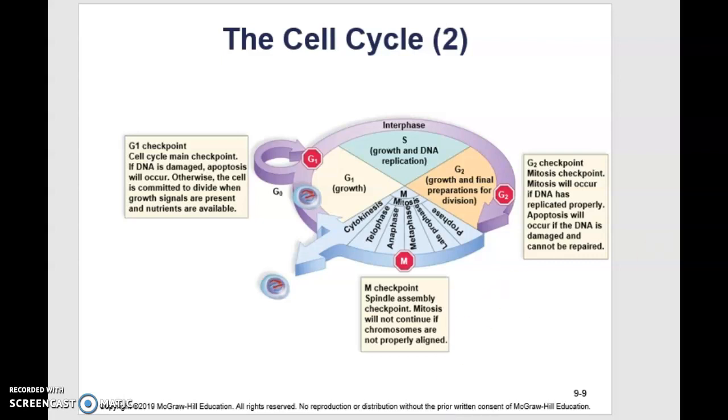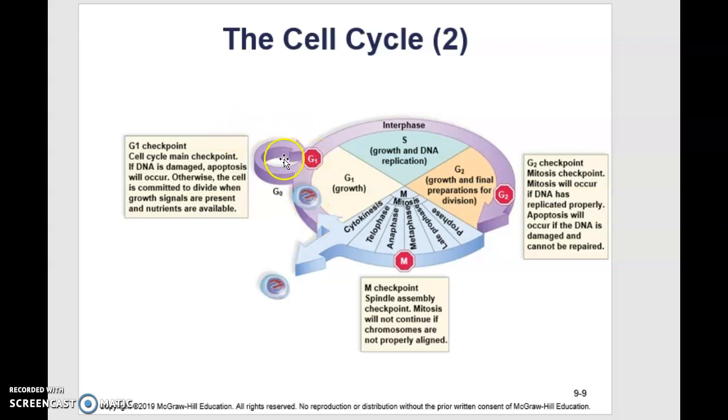Okay, so this is just a review of the cell cycle here. We have interphase, a cell doing its job. We have these checkpoints, G1, G2, and the M checkpoint. Each one of these checkpoints checks to make sure that the cell is doing what it's supposed to be doing and can continue on the cell cycle. Or if not, then it needs to undergo apoptosis.